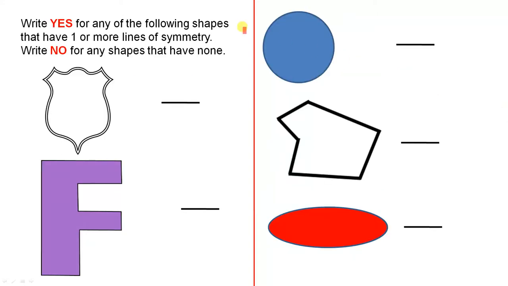Here's an interesting exercise. Write yes for any of the following shapes that have one or more lines of symmetry. Write no for any shapes that have none. So if a shape has one or more axes of symmetry, you write yes. If it doesn't have any, you write no. Have a look at that for 10 seconds, and then I'll go to the next slide for the answers.